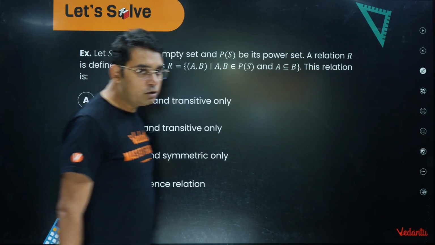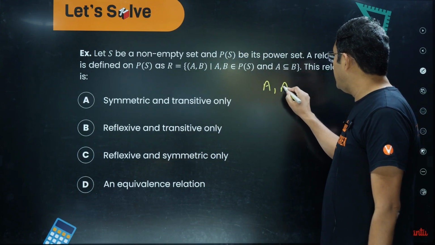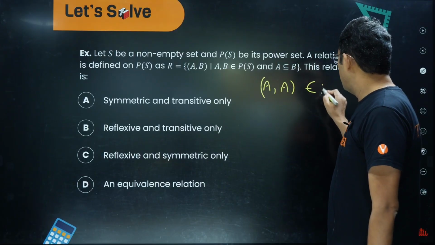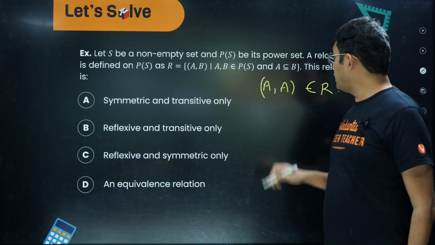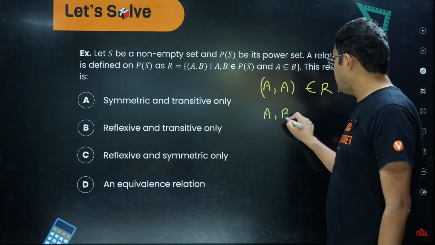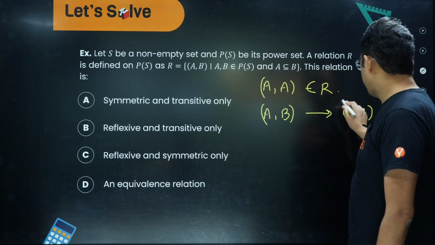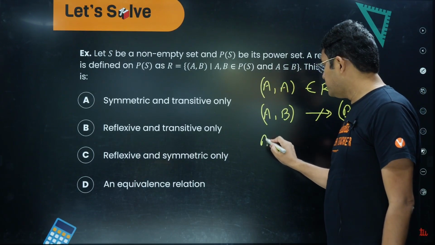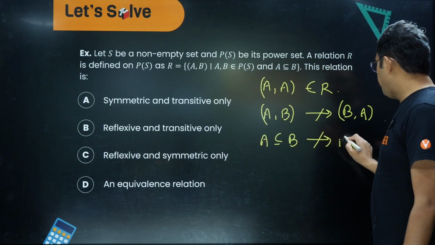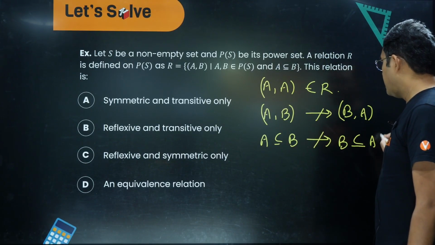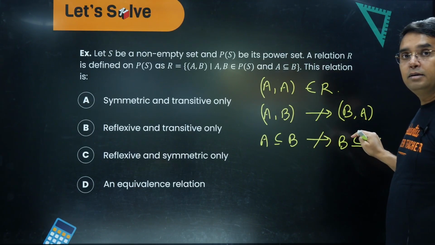So dear students, if A is a subset of B, then (A, A) will definitely lie in this relation because A is a subset of A. But symmetric relation will not happen because if A is a subset of B, you cannot say B is also a subset of A. Why? Because if A has fewer elements than B, it doesn't imply B is also a subset of A. So this will be reflexive, but this will not be symmetric.